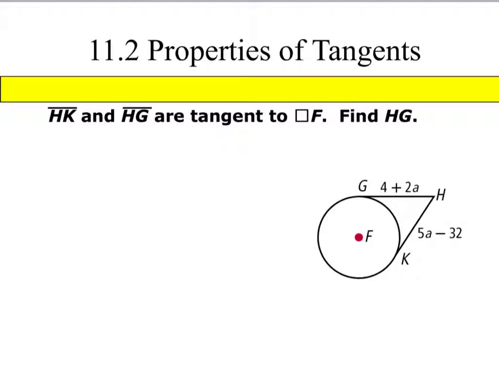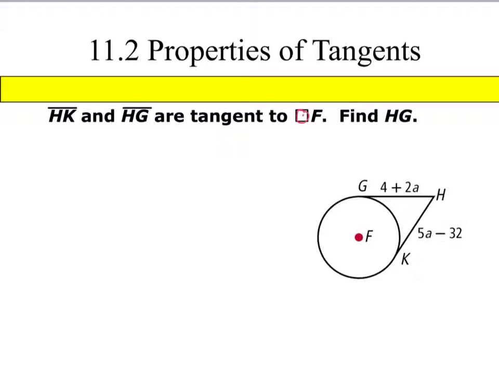Okay, here we go. HK and HG are tangent to circle F. That's not a square, that is a circle F. You're going to find HG, not HGTV. Oh, man, that's funny. You are finding HG. So, based on that last theorem that you just wrote down, how would you find HG?